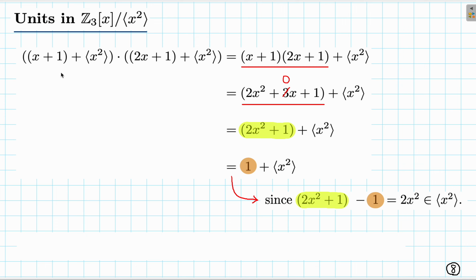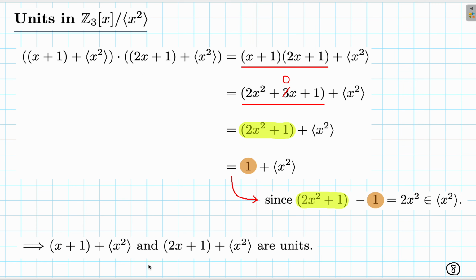To summarize, these 2 cosets multiply together to 1 plus bracket x squared, which is the multiplicative identity of our quotient ring. And therefore, these 2 are multiplicative inverses of each other, and hence they are units in the quotient ring.